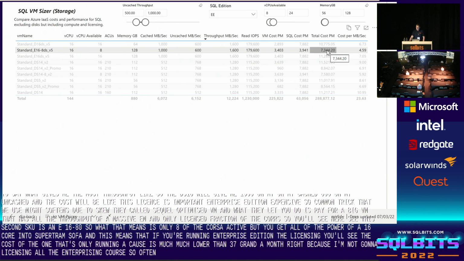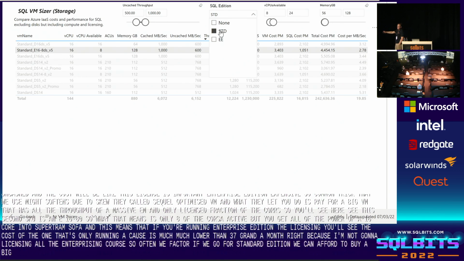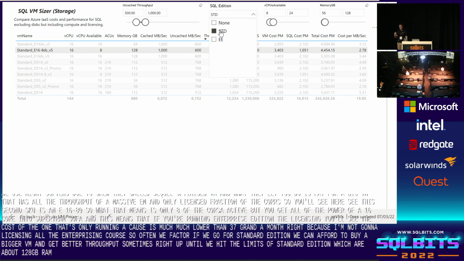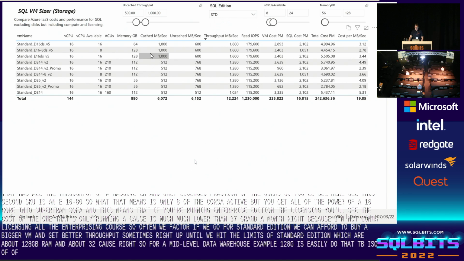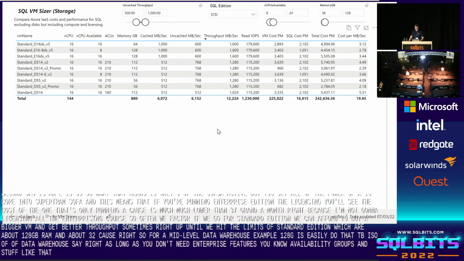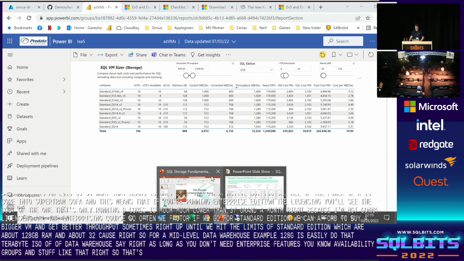So often we factor, if we go for standard edition, we can afford to buy a bigger VM and get better throughput sometimes, right? Up until we hit the limits of standard edition, which are about 128 gig of RAM and about 32 cores, right? So for a mid-level data warehouse, for example, 128 gig of RAM is going to easily do a terabyte or so of data warehouse, say, right? As long as you don't need enterprise features, such as availability groups and stuff like that. Right, so that's something I did to help pick the VM.